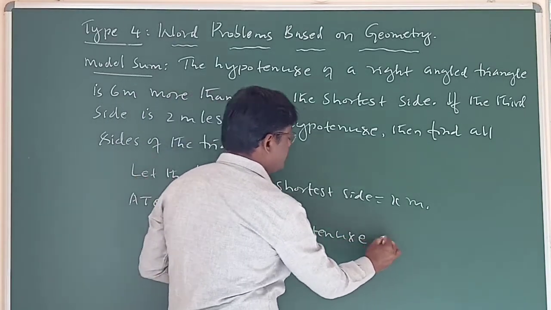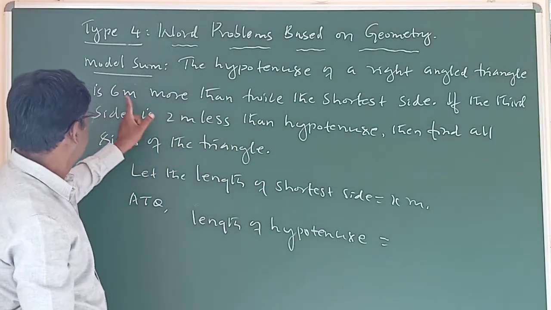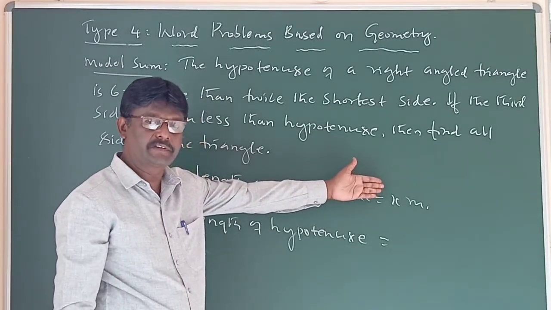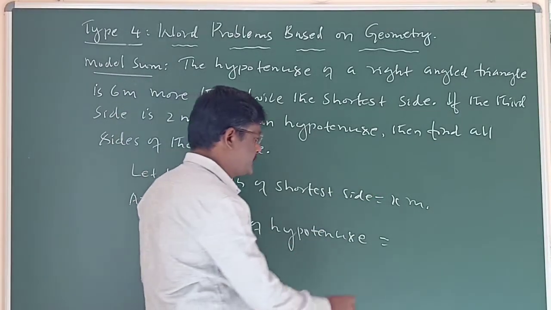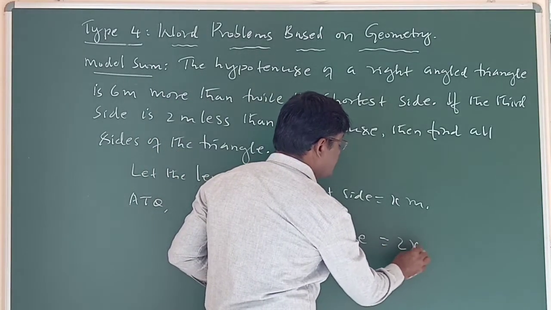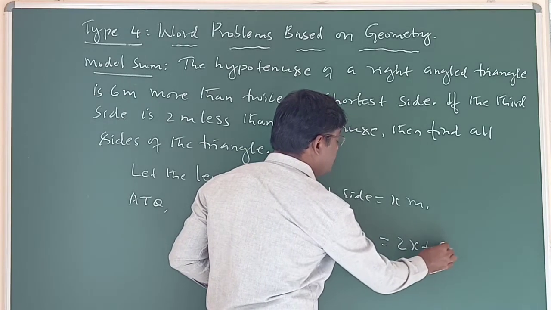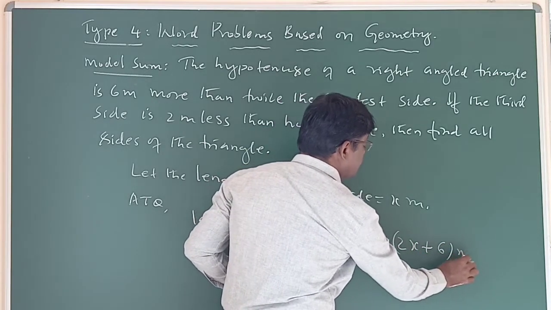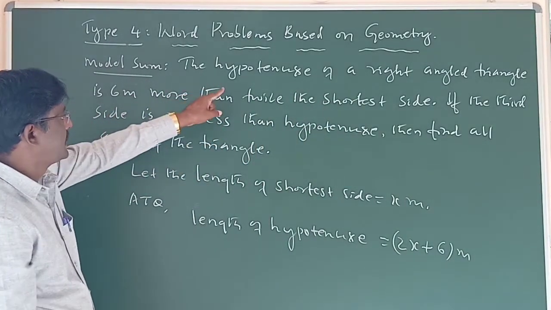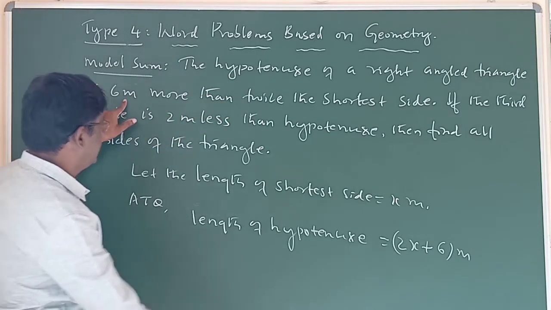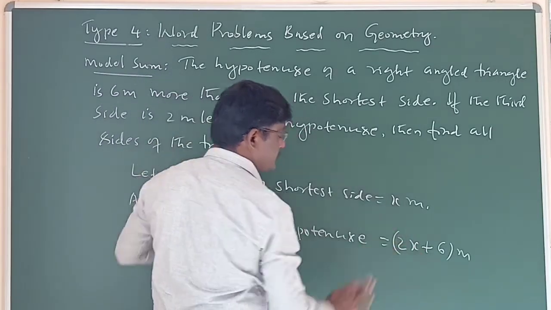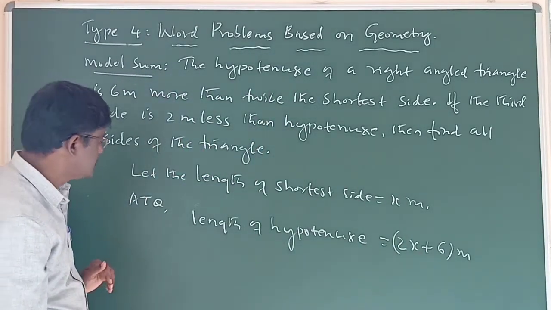See children, 6 meter more than twice the shortest. Shortest side is what? x. Twice means it is what? 2x. Correct? It should be 2x. Twice. And 6 meter more. Hence it should be what? Plus 6 meter. Check once again. Hypotenuse of a right triangle is 6 meter more than twice the shortest side. Yes, it's correct. Next, third side.